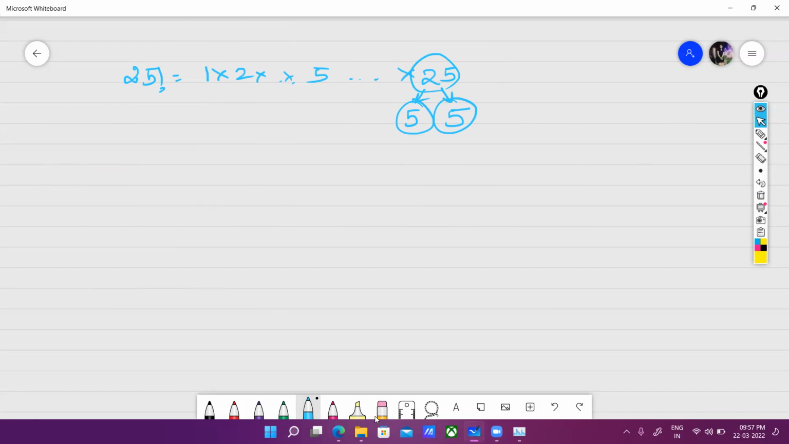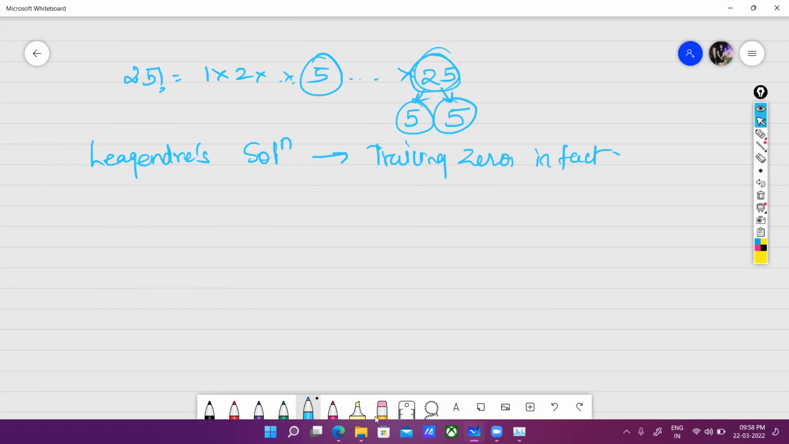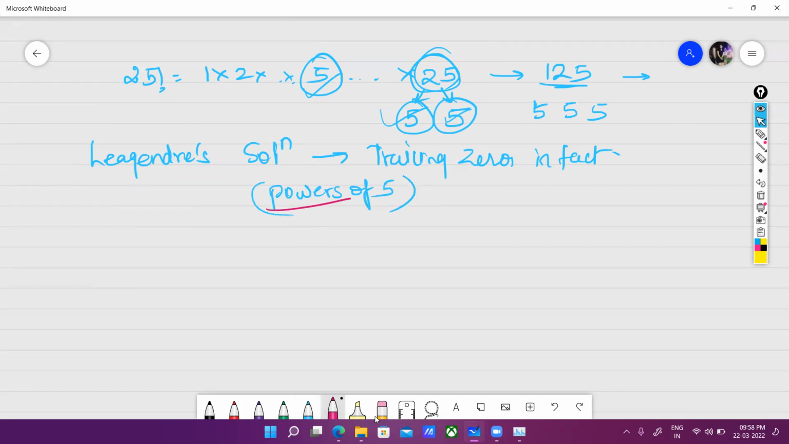So what we will do is use a method called Legendre's solution, which is specially for dealing with the trailing zeros in any factorial. Now we have this 5, we have this 25, and we will have 125 also, which has three 5s. There are some powers of 5, so this thing we have to calculate.